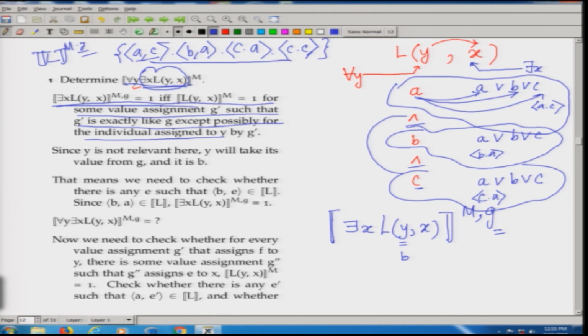So the point is, is there any value of x for which B is a member of L? Then this will be 1, if and only if we find such a thing. Do we find it? Yes, you see BA is already a member. So if E is A, then it is fine. BA is a member of L, therefore this will be 1.